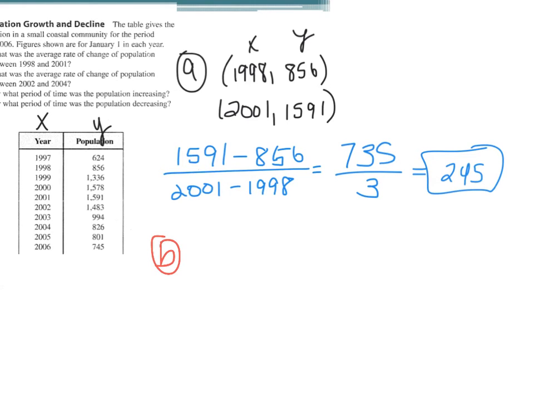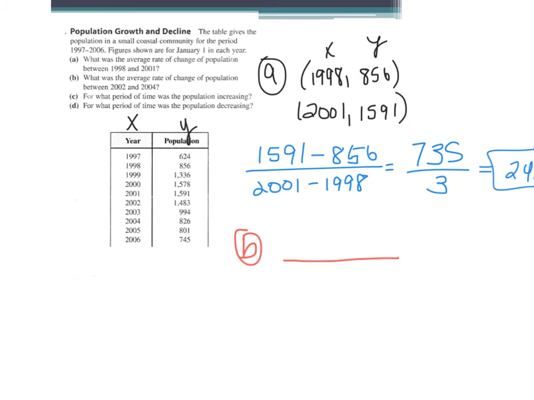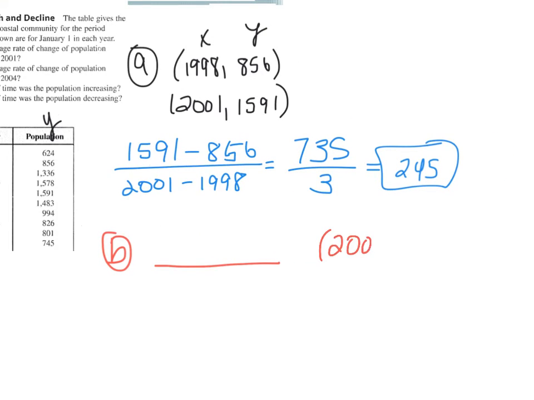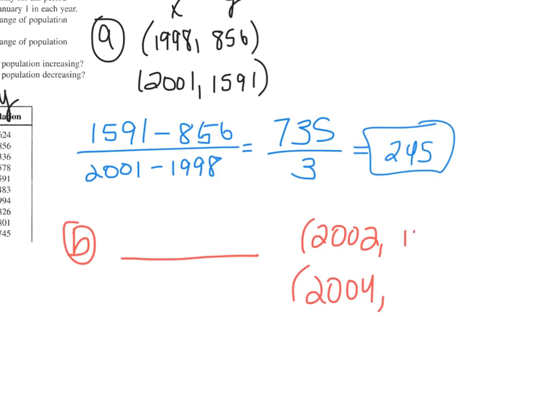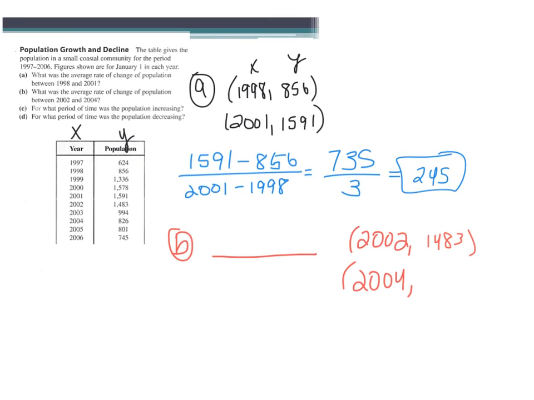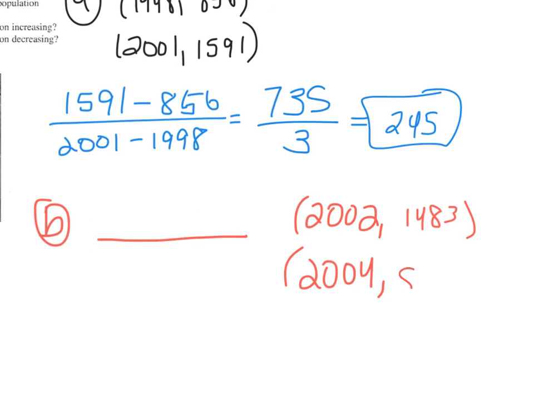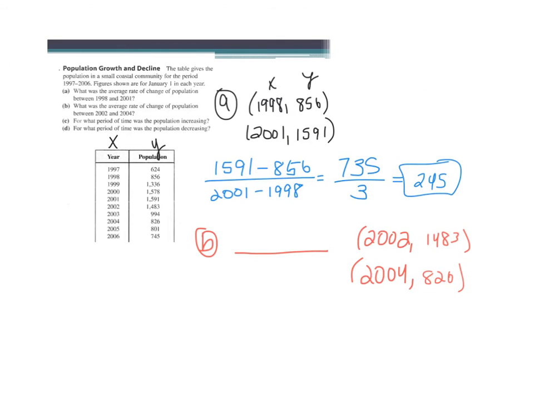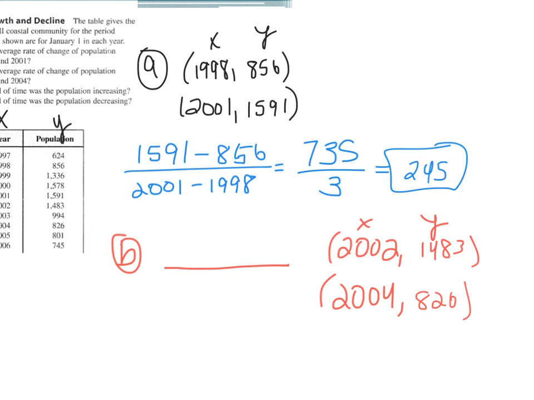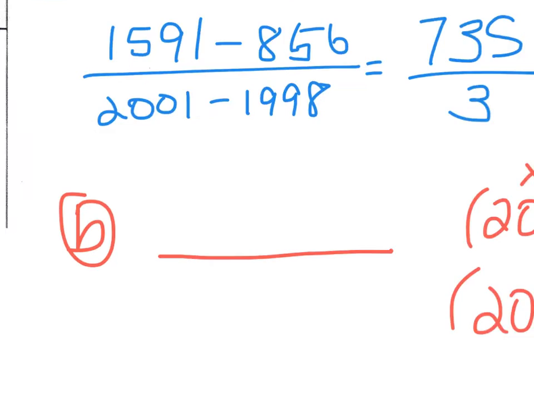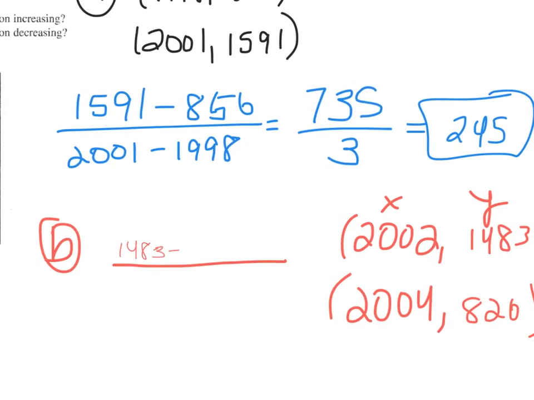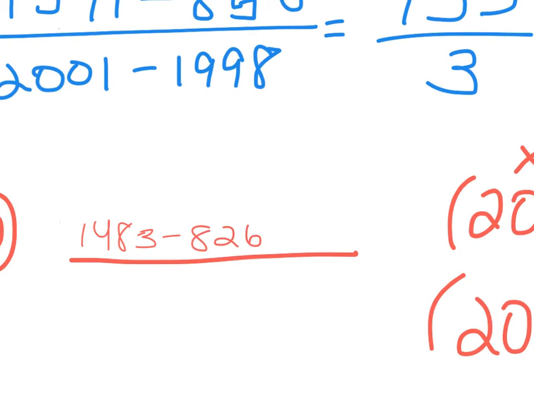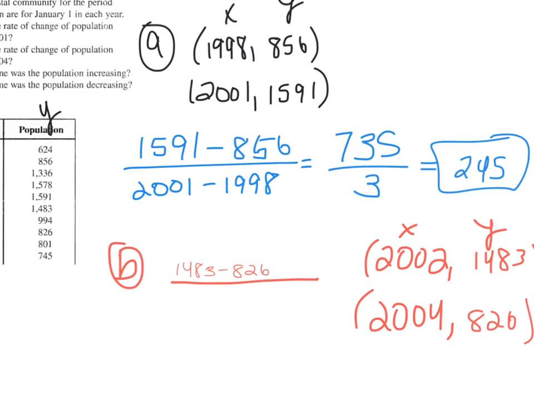2002, 2004. Okay, so in 2002, look, and then you said 2004. Okay, what was the population in 2002? 1483. And then what was the population in 2004? 826. So here's my x, here's my y. What goes on top? You want to do 1483 minus what? 826. 657. All right, and then what's on the bottom?